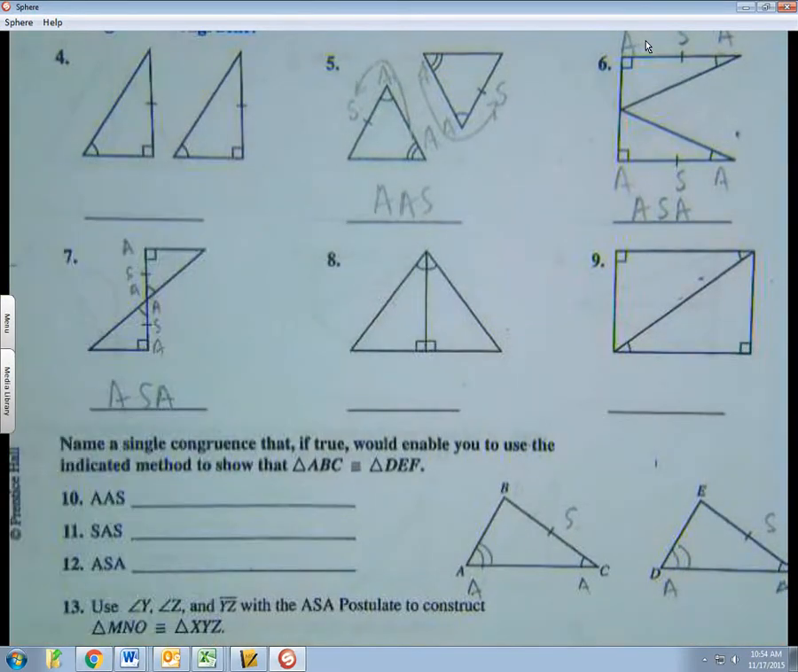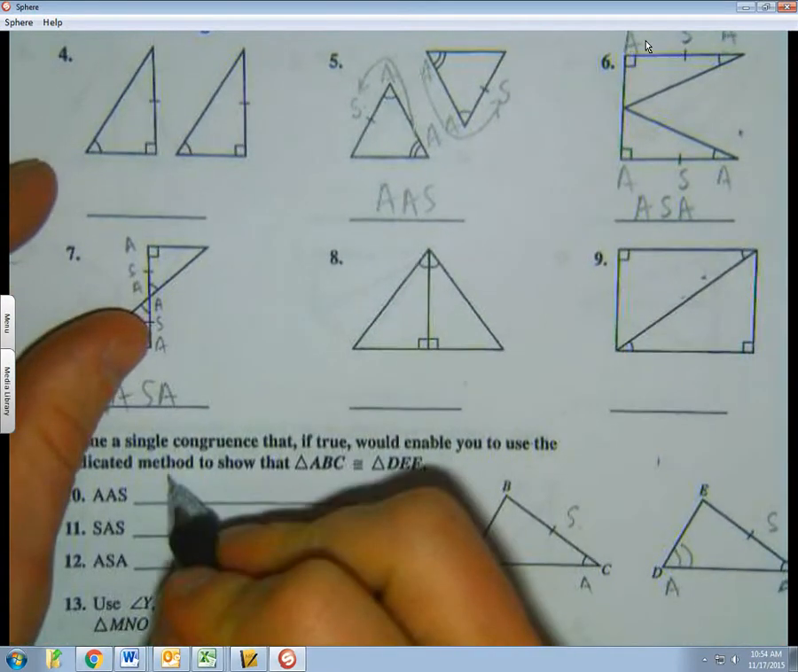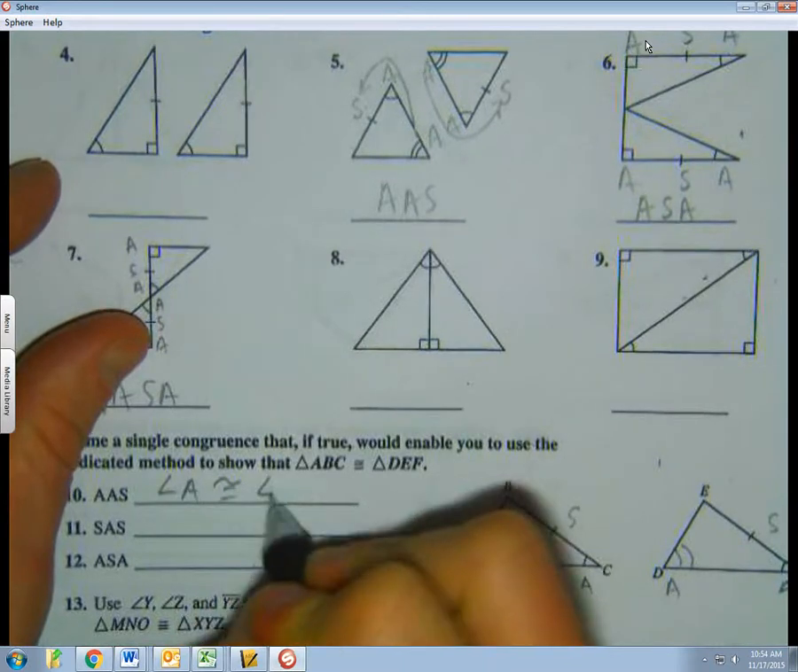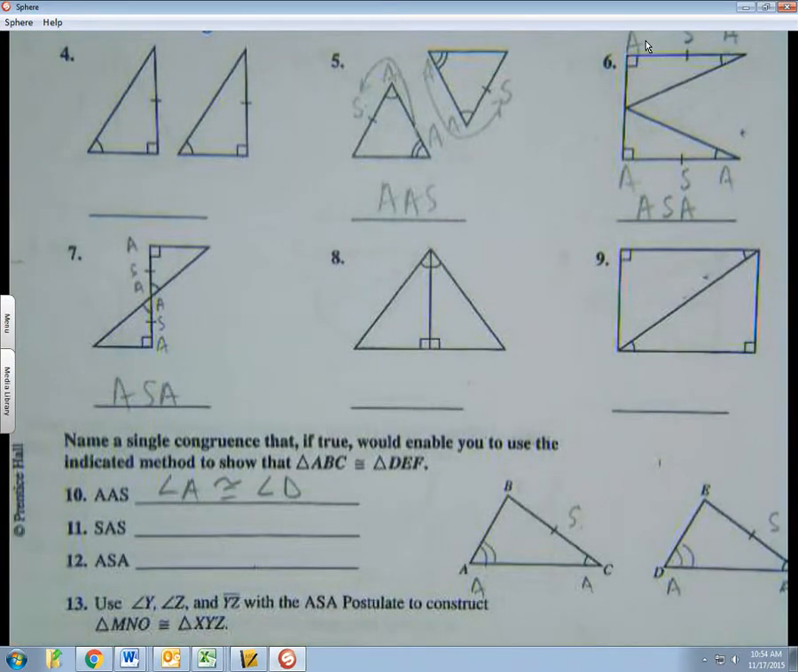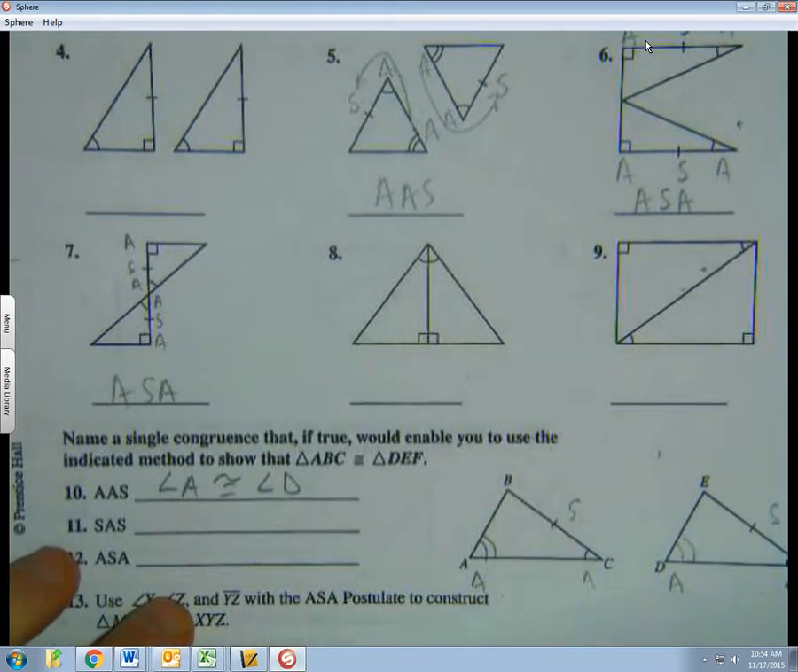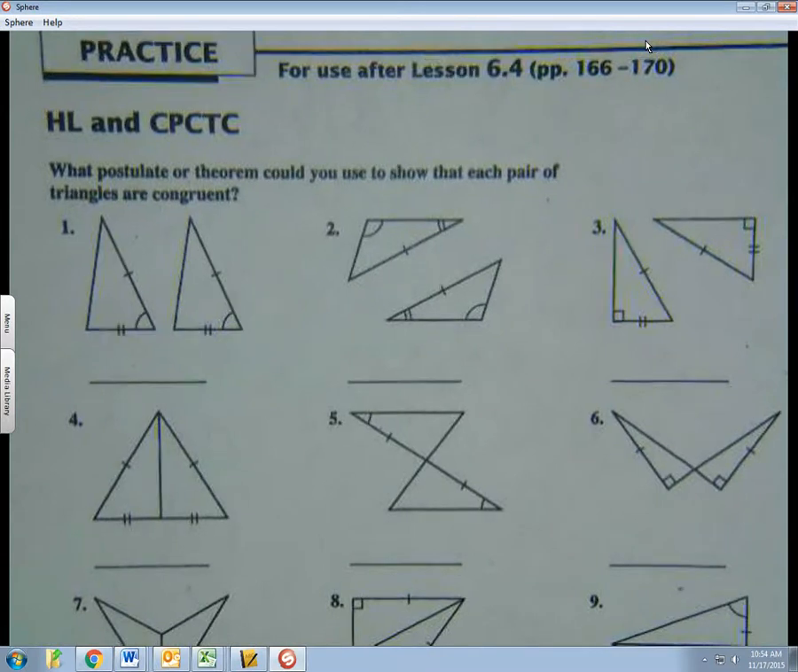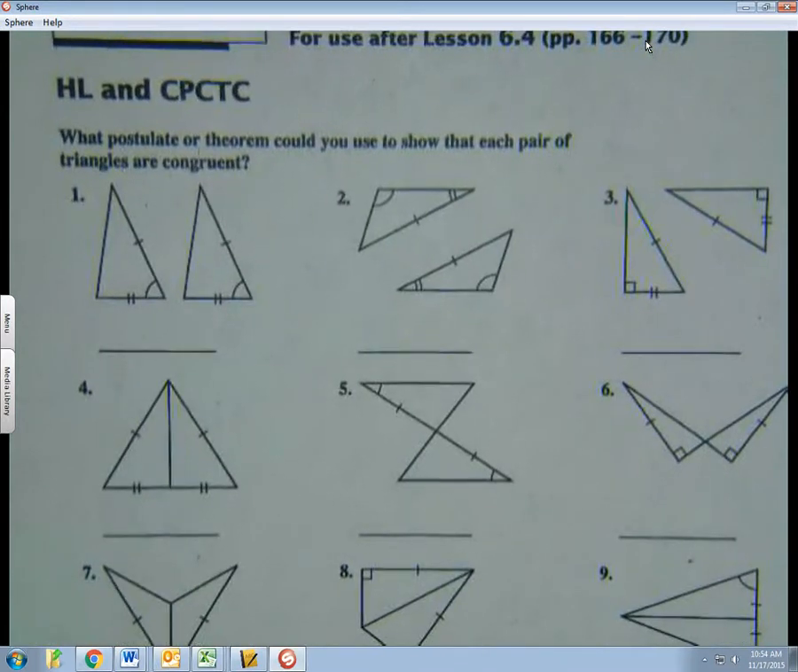So to write that, I would write that angle A is congruent to angle D. Okay? That is that first page for the note. Flip this guy over and let's look at some more. And it's really all the same stuff. We've already done some of this.